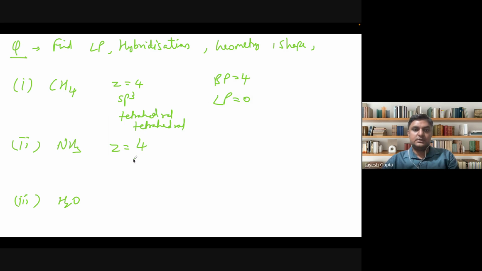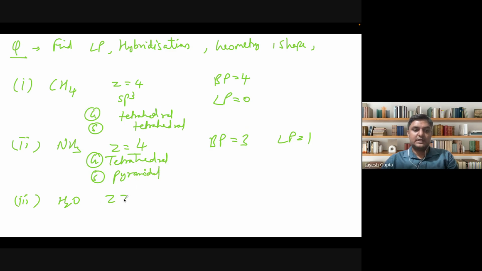So Z here is 4, bond pair will be 3, so lone pair will be 1. And I have already told you this is geometry, this is shape. Geometry will be tetrahedral, shape will be pyramidal.